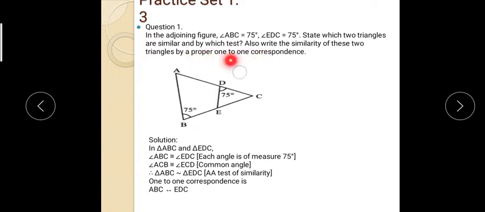If the question asks to write the one-to-one correspondence, then half marks is for this step. Every step, all these steps are compulsory to write in the answer.